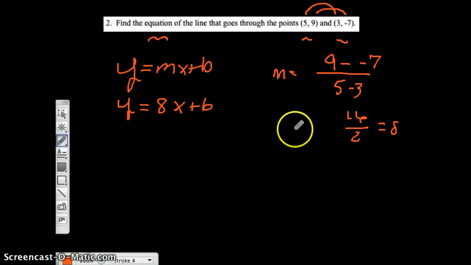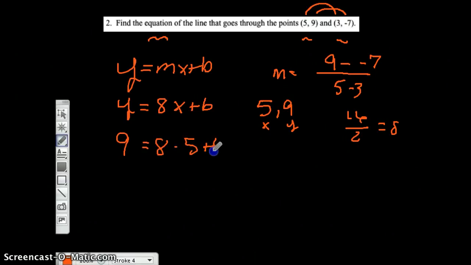Now we need to find the equation. So I need y equals mx plus b, and I have to include the b too. Now remember, an ordered pair, 5, 9 is on the line. So this is x and this is y. I'm going to plug in the values. 9 is equal to 8 times 5 plus b. Well, we know this is just 40 plus b. And if we subtract it and solve for b, b is equal to what? 9 minus 40, which is negative 31.